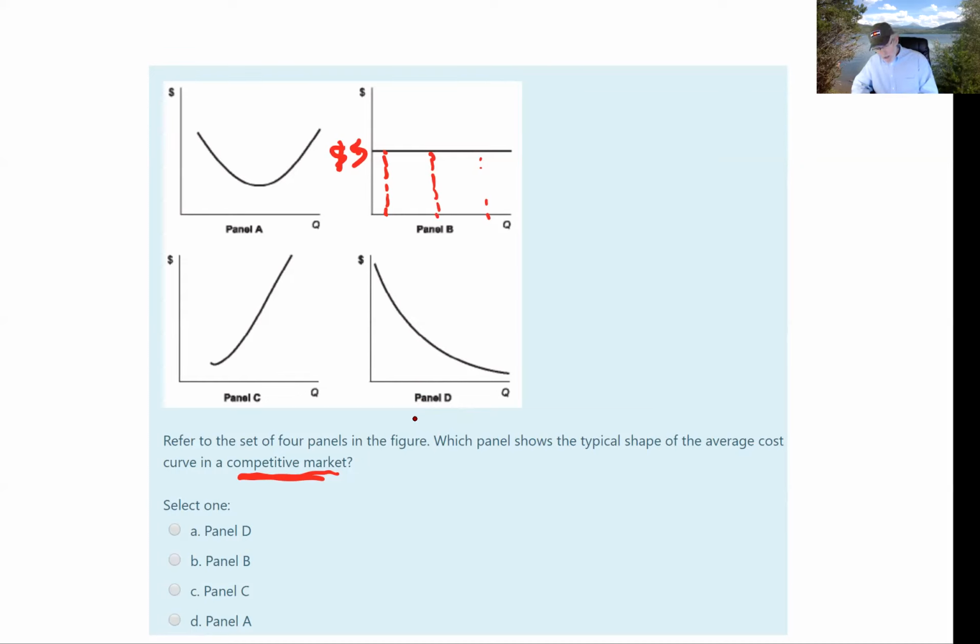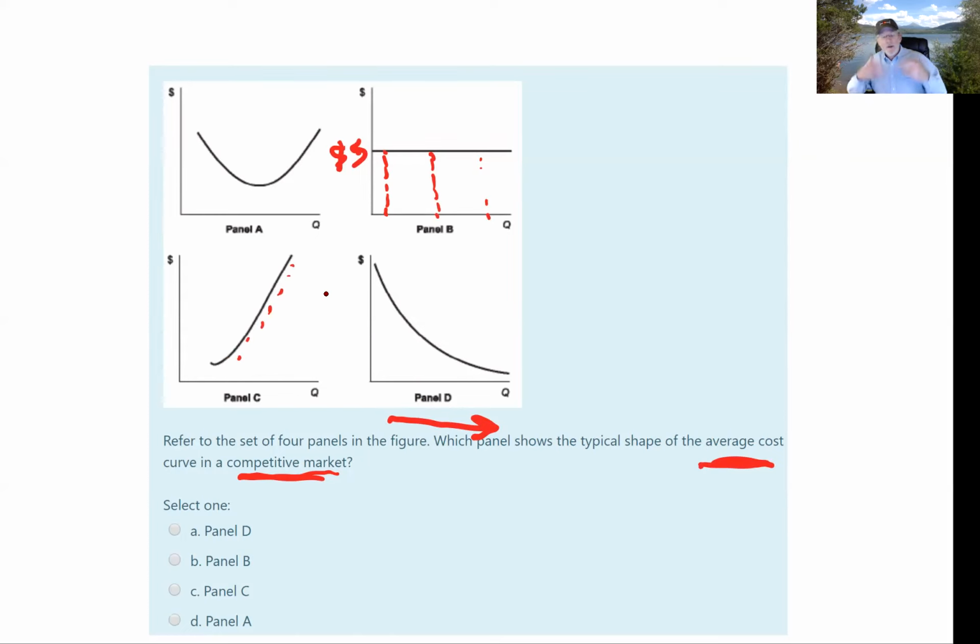It tells you as the quantity is increasing, what's happening to the cost? The cost is coming down. There's an inverse relationship between the quantity and the cost. Here we're talking about average cost. Okay. Panel C, note you can see as the firm is producing more, average cost is getting higher and higher.